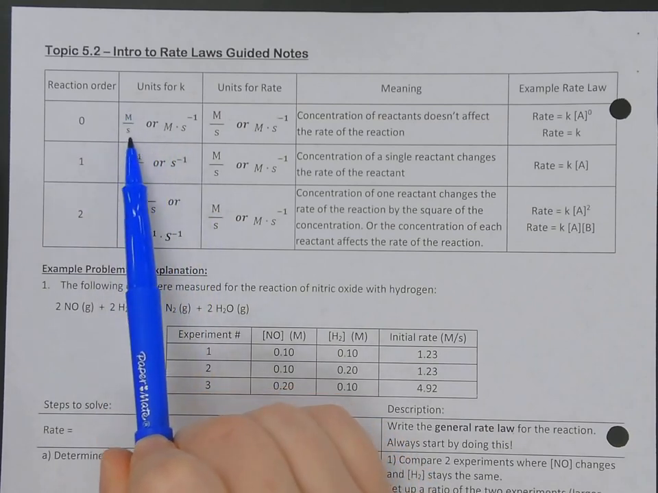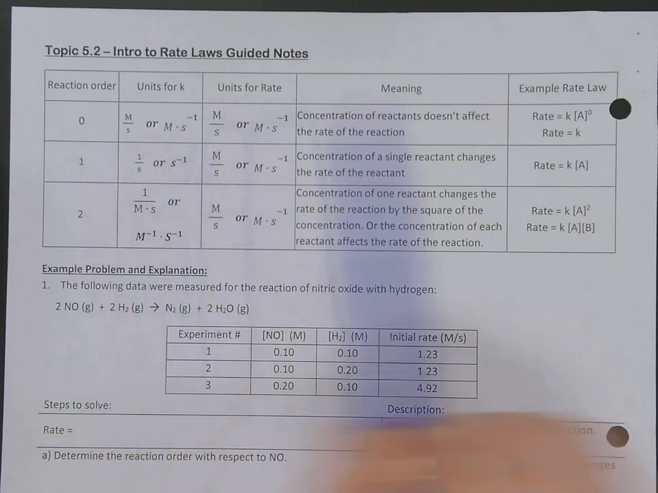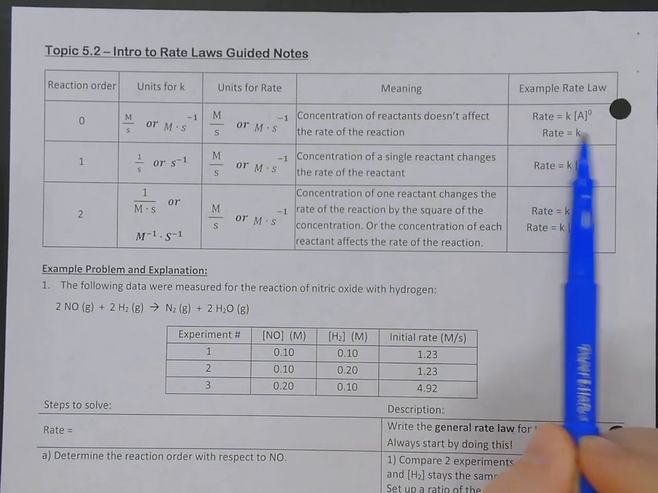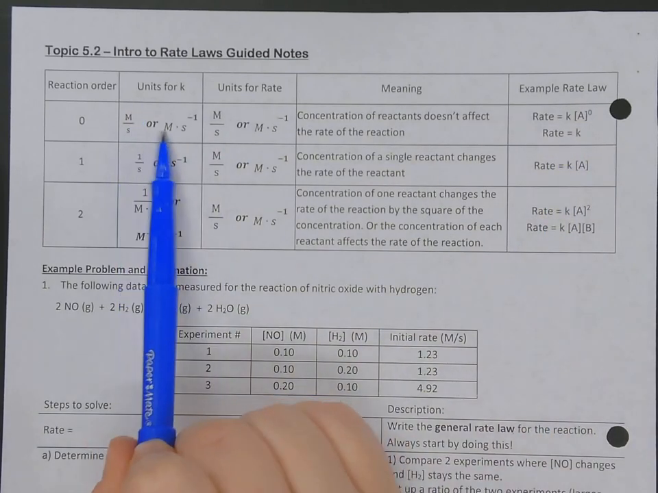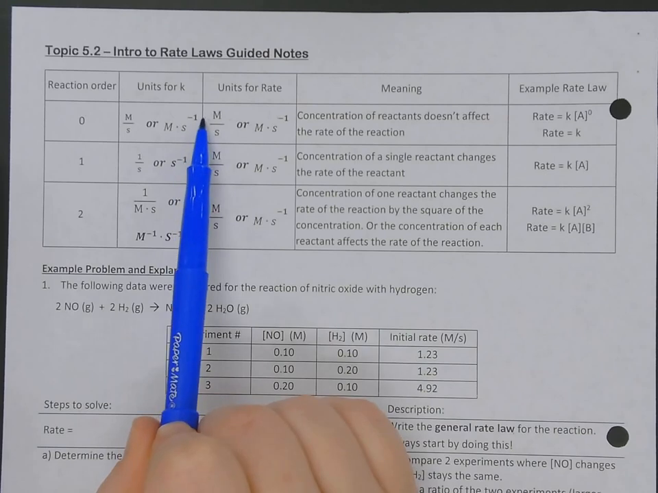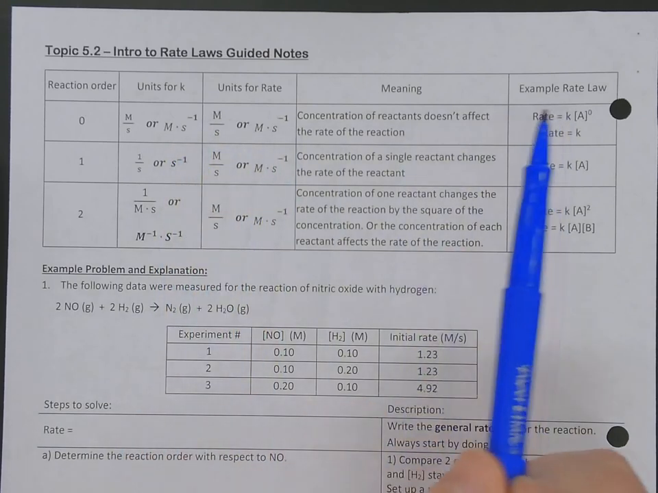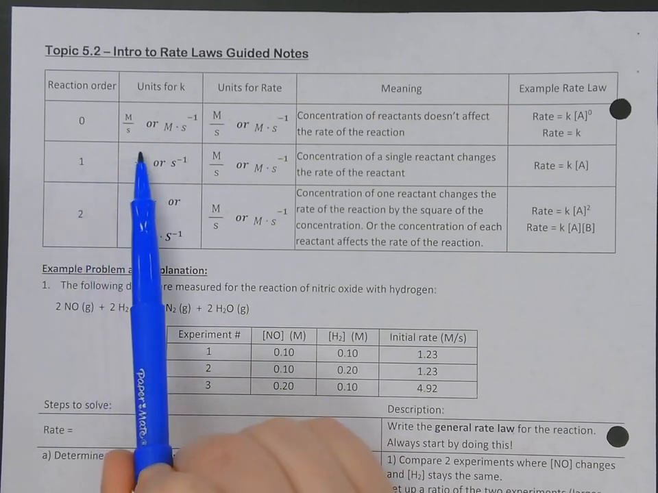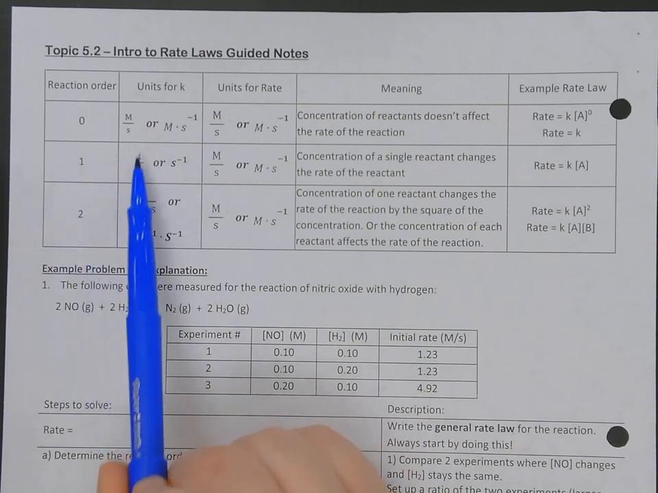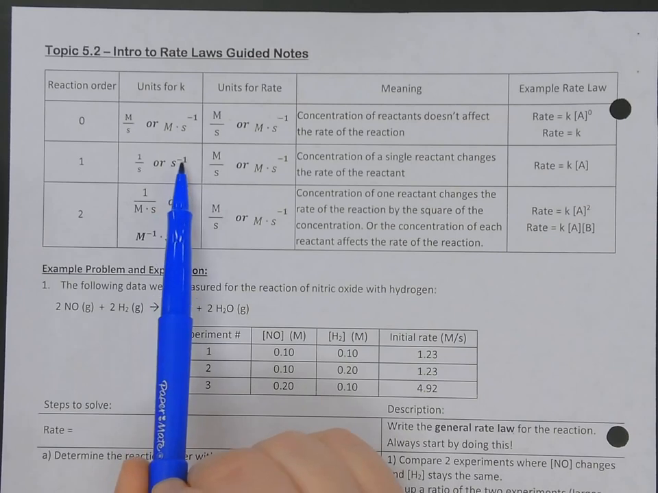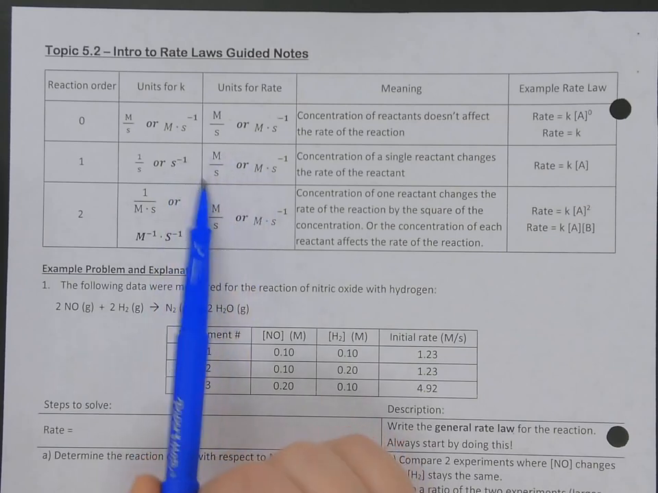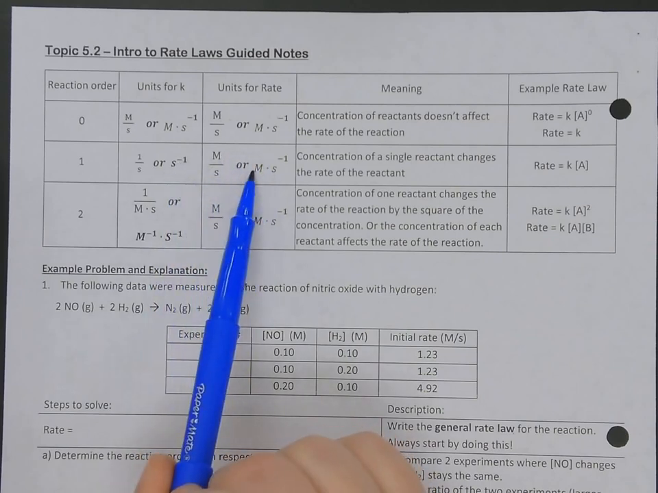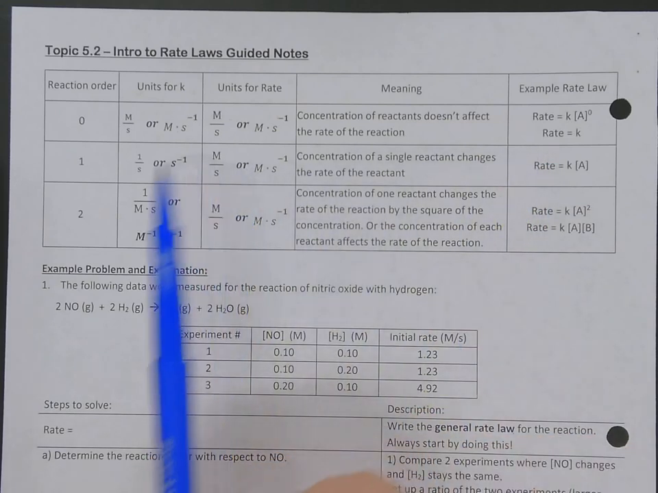We've got molarity per second. Molarity per second, they would be the same for zero order reactions because the rate equals K, so their units should be equal. You can also write it molarity times seconds to the -1. We can write them either way, so that's something to keep in mind. For first order, the molarity goes away. We have 1 over seconds or per second, or seconds to the -1. But again, our units for the rate on the left side stay the same.